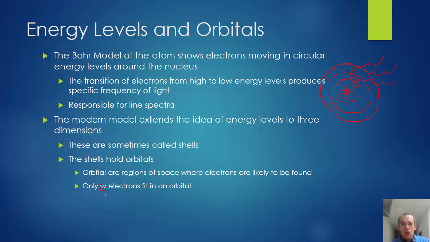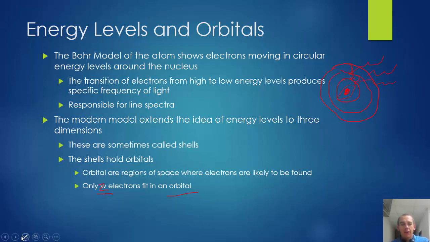And that should say 2. Only 2 electrons fit in any given orbital, which means we're going to need lots of orbitals, because if you think of something like lead with 82 protons, it's got 82 electrons, and that means we're going to need at least 41 orbitals to pack all those electrons into.